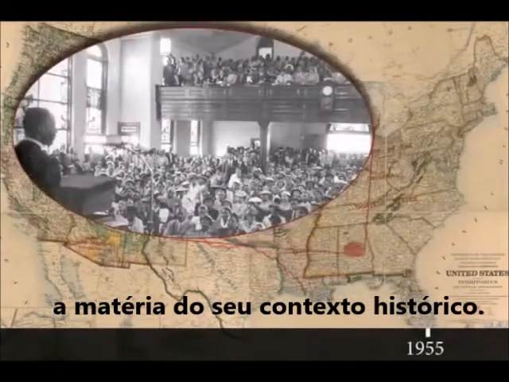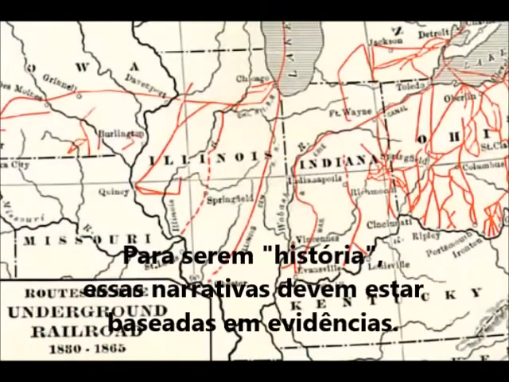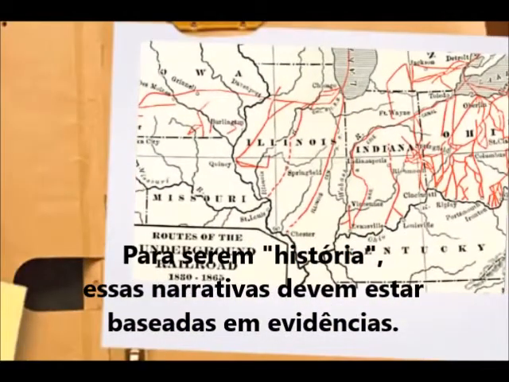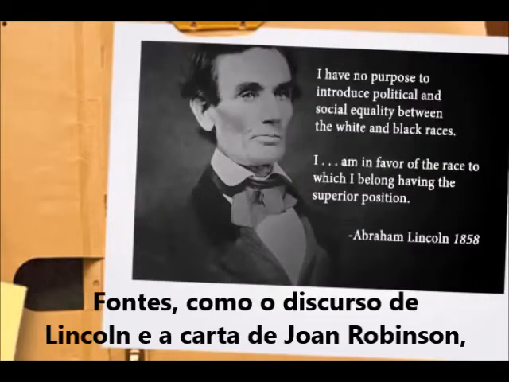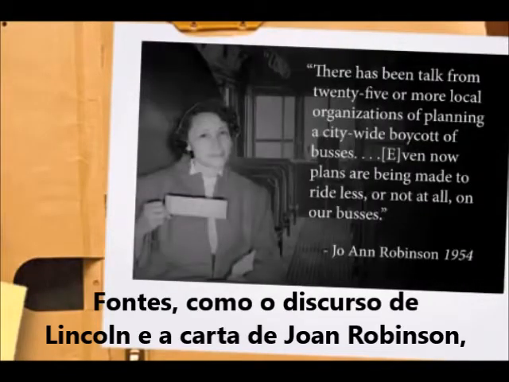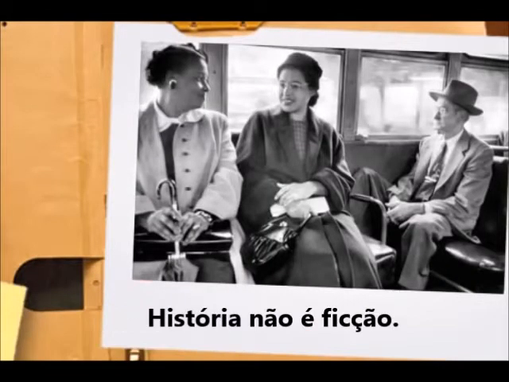But in the big picture, historical context is about locating events and sources in time and space and asking questions to do so. Taking a page from the math curriculum, we can say the coordinates of history are space and time. These sources are not free-floating items that speak for themselves. Their historical context matters. When we write histories, we tell stories and answer questions. To be called history, these stories must be supported by evidence. Sources, like the Lincoln speech and the Joanne Robinson letter, provide evidence for claims made about the past.